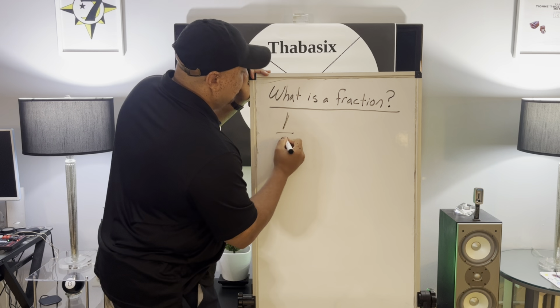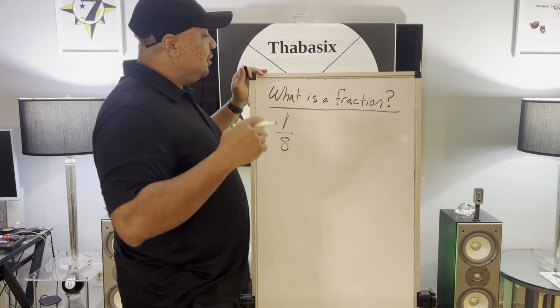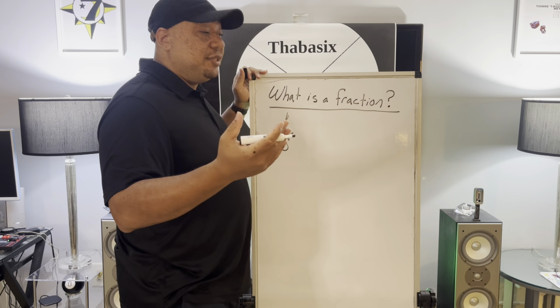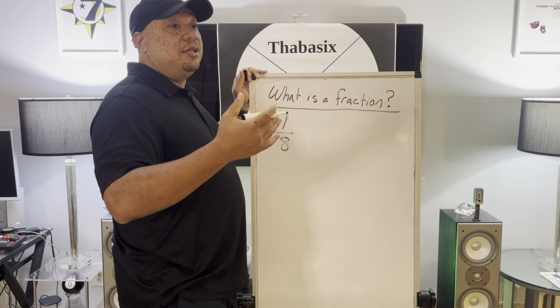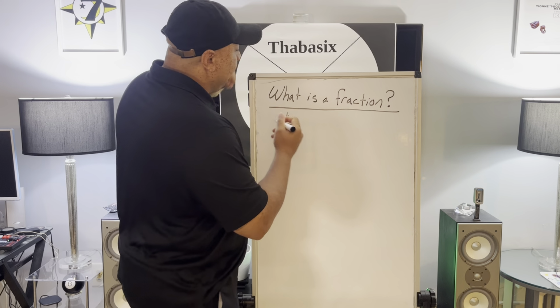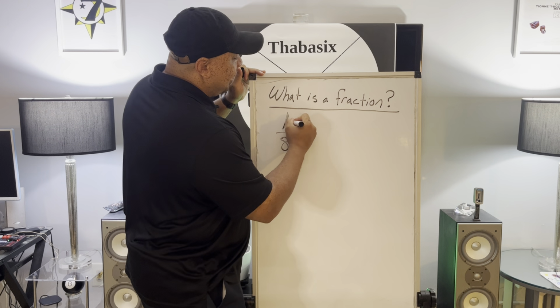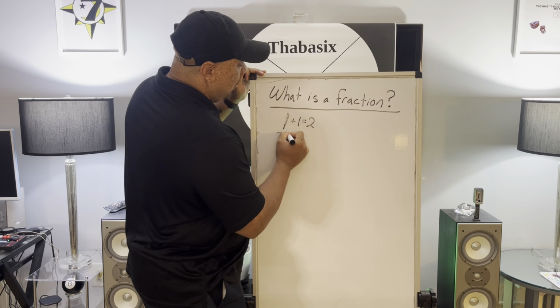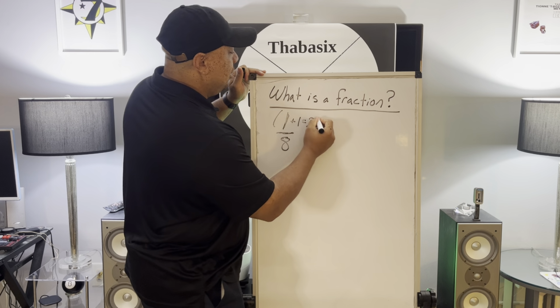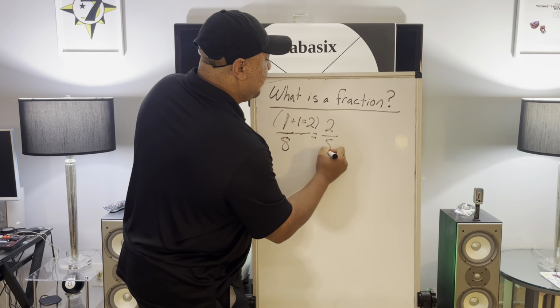Actually, I'll say 2 slices because this way I can show you when we reduce it that we could reduce 2/8 down to 1/4. So if I ate one slice, came back and ate another slice, 1 plus 1 would equal 2. It's still all over 8. Okay? So it would equal 2/8.